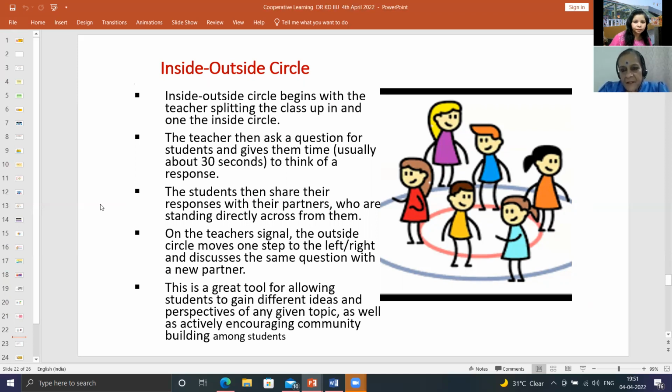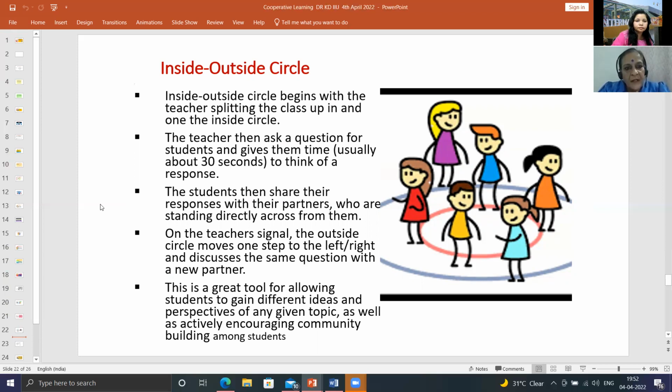Then another important and common technique of cooperative learning is inside outside circle. What is this? This is simply and clearly visible in this picture. Some students are standing in an outer circle and some are standing in an inner circle. First the teacher explains the task, then asks the students to arrange in the circle according to their code, number, color, or topic. Whatever the decision of the teacher, they can decide the groups of outer circle and inner circle.